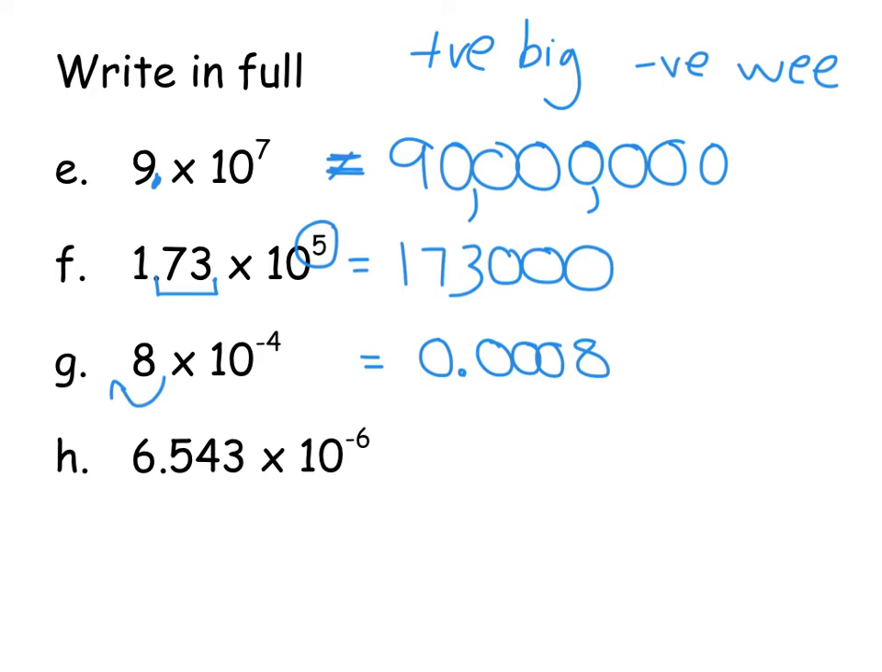Next one, -6. Use the trick with this one, 6 zeros. So 0 point, there's 2, 3, 4, 5, 6 zeros all together, and then your 6, 5, 4, 3. So that was writing them out in full.